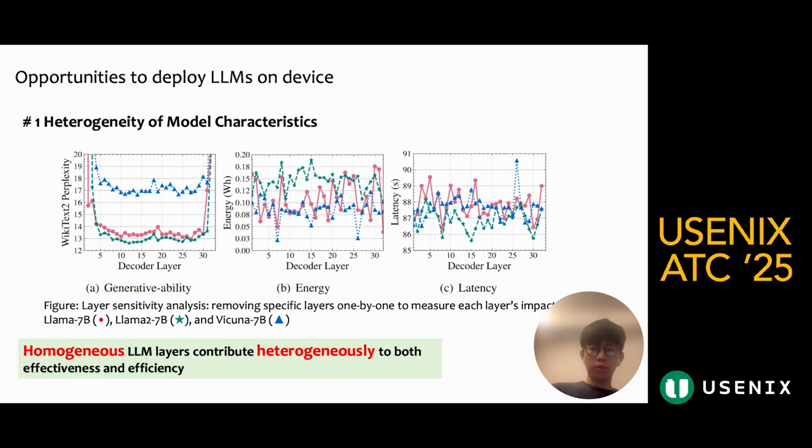So what should we do to address the above challenges to efficiently deploy LLMs at the edge? To explore the opportunities, we have done the following experiments. First, we decouple the LLM's transformer layers and analyze the layer sensitivity one by one. From those figures, we compare the layer impact on generative ability, energy, and latency. And we can see that some layers are more important to the performance or the compute.